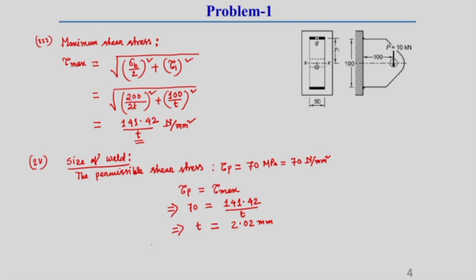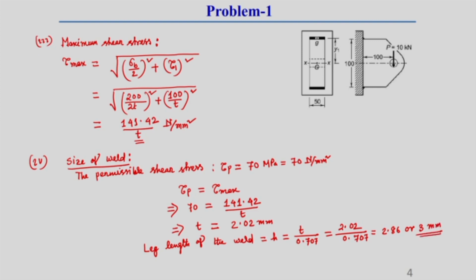Now, we have to find out what should be the leg length. The leg length of the weld will be h equal to T by 0.707. So, this will be 2.02 by 0.707, which is equal to 2.86, or we can say the next digit, that is 3 mm.